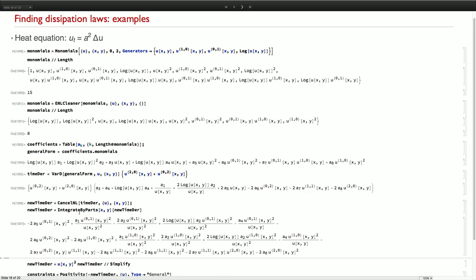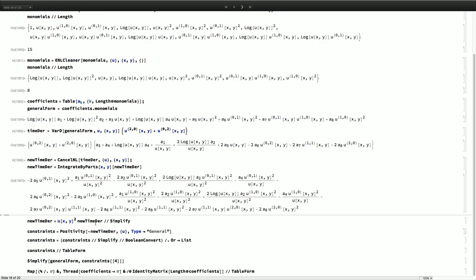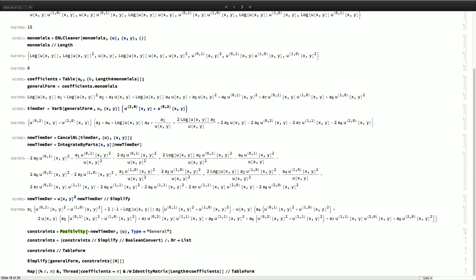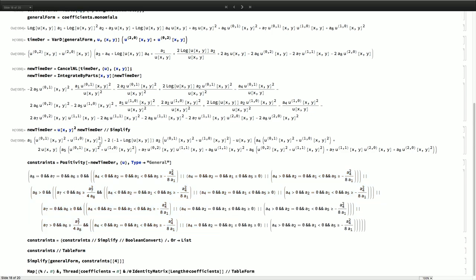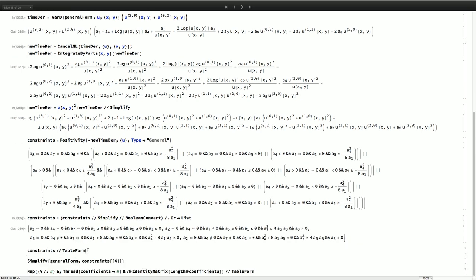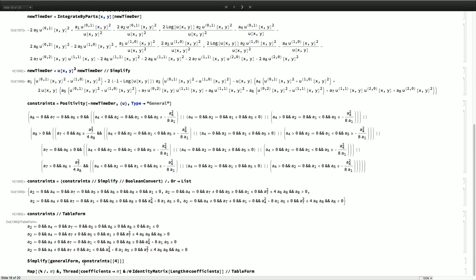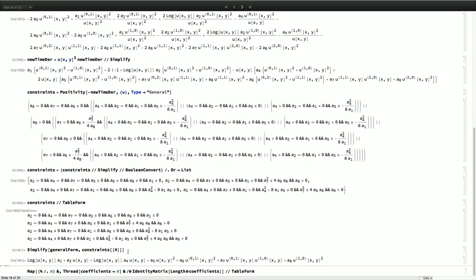Okay. Now just removing the denominators, we will find the positivity conditions. It works about 2 minutes, so I will not wait. Here are the conditions of the positivity for this expression, and we will have a more complex form of these conditions in table form. And by simplifying the general form with respect to the conditions, we will get that this is dissipated.